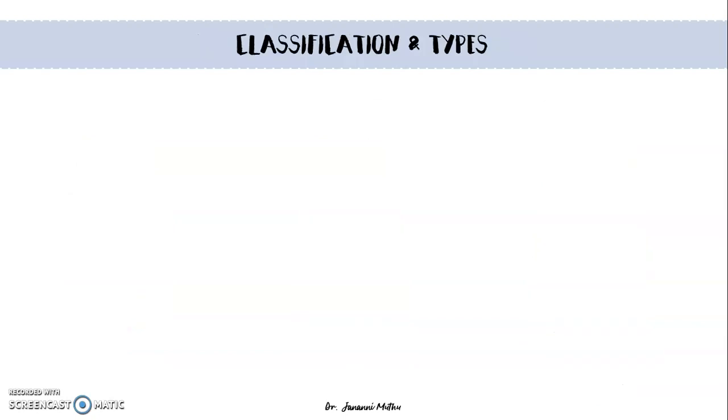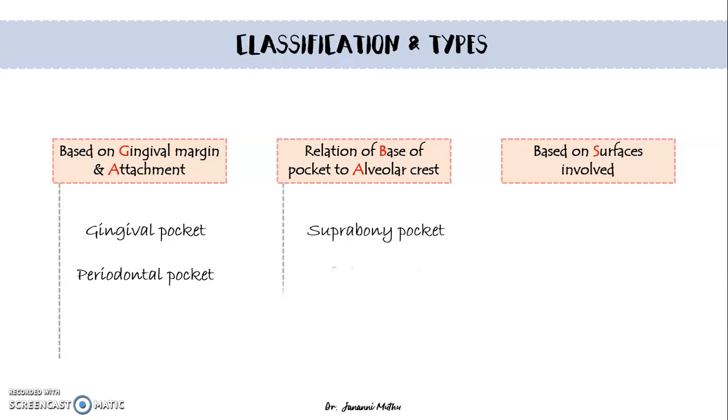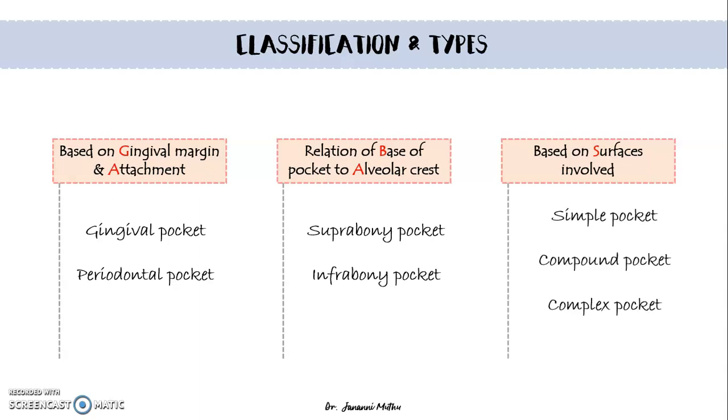To summarize, the pockets can be classified into different types based on three criteria: based on level of gingival margin and attachment, relation of base of pocket to alveolar bone, and based on number of surfaces involved. Based on level of gingival margin and attachment, pockets are classified into gingival pocket and periodontal pocket. Based on the relation of base of the pocket to the alveolar bone crest, they are classified into suprabony pocket and infrabony pocket. Finally, based on the number of surfaces involved, they are classified into simple, compound, and complex pockets.